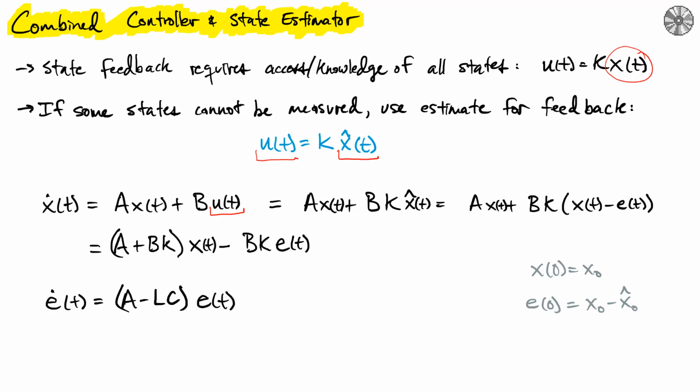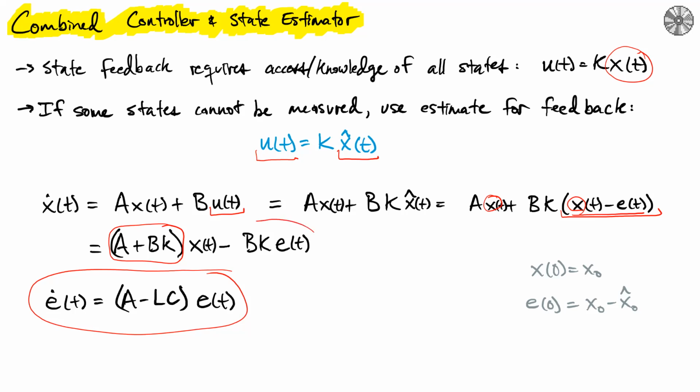And X hat, again, remember, is simply the difference between X and the estimation error. And the value in substituting this for X hat is the fact that we have an equation that represents the estimation error dynamics. And so this means that we can pull this term of X to combine it with this term of X, and we get our A plus BK, which is the same matrix that we had before for state feedback. But now we have this term, and this term is dependent on the estimation error. And the estimation error evolves according to this set of equations.